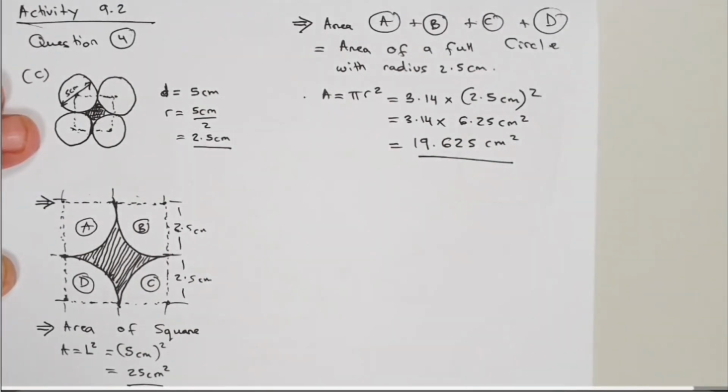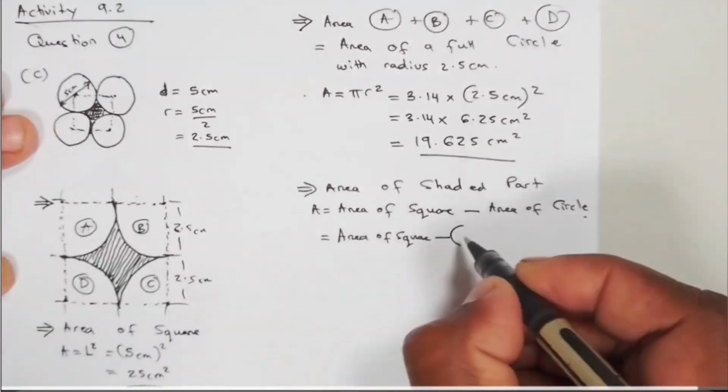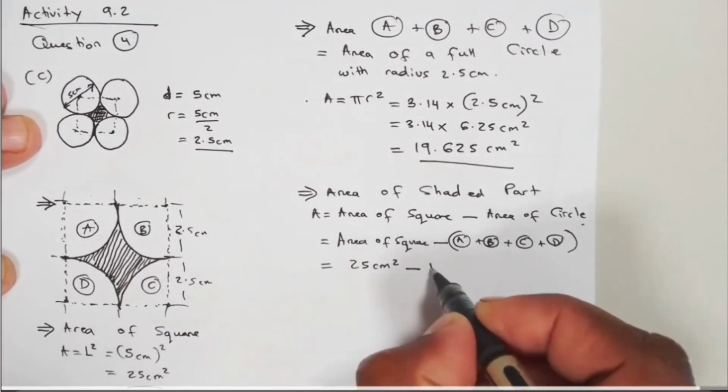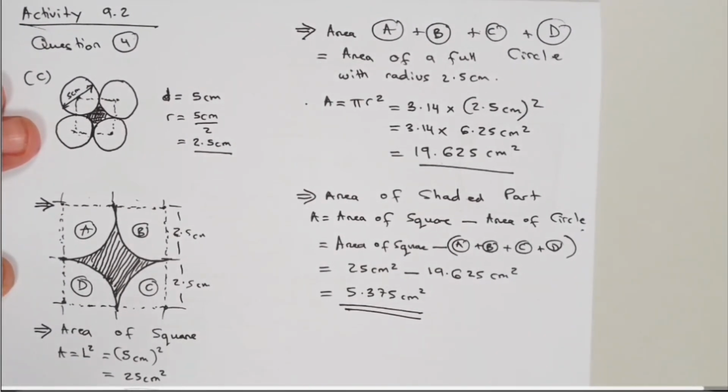And now we can move on to work out the area of the shaded part. That means we subtract the area of the circle from the area of the square. And that will be 5.375 square centimeters.